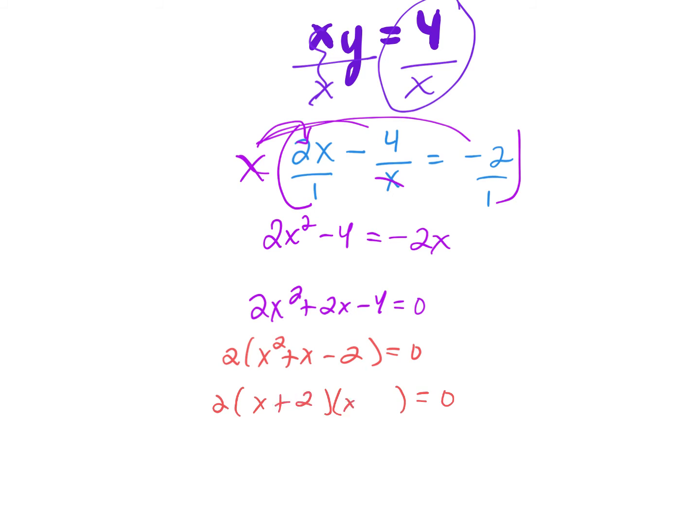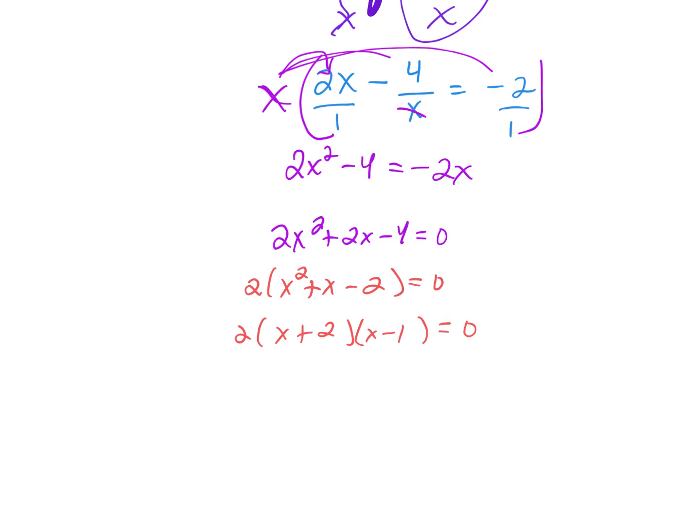Perfect. Plus 2, minus 1. Good. Now set each piece equal to 0. Guys, 2 equals 0. Is that ever a true statement? Nope. So it doesn't work. If I solve the first parenthesis, I get x equals negative 2. And if I solve the second parenthesis, I get x equals positive 1. Agreed?